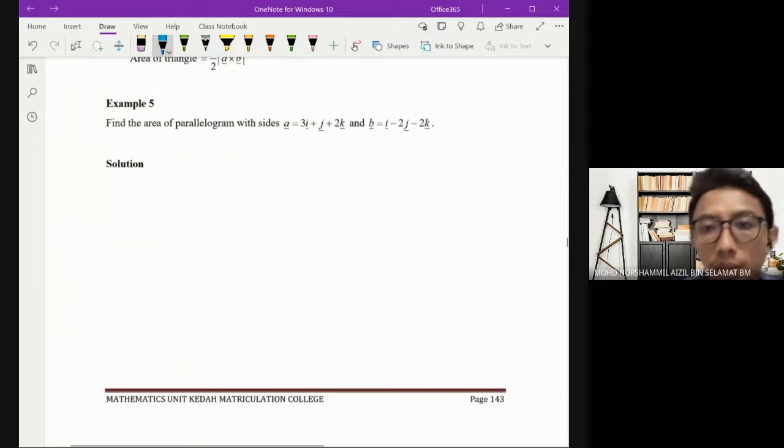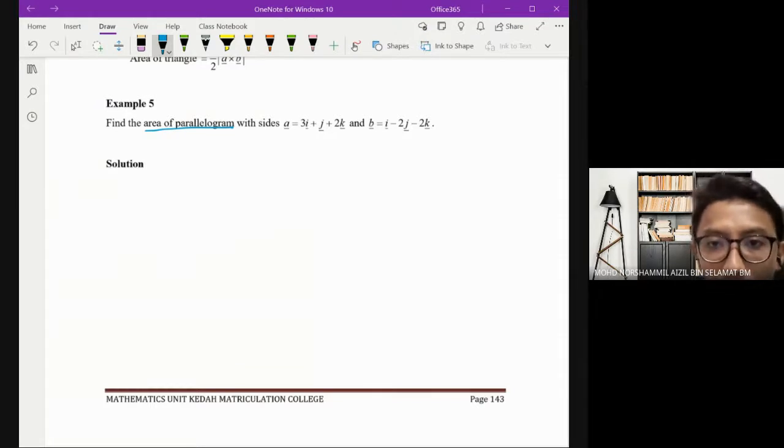Let's find example number 5. Find the area of parallelogram. As I told you just now, let's calculate A cross B first. A cross B, we already learned just now. The i, j, k row, then 3, 1, 2 and 1, minus 2, minus 2.